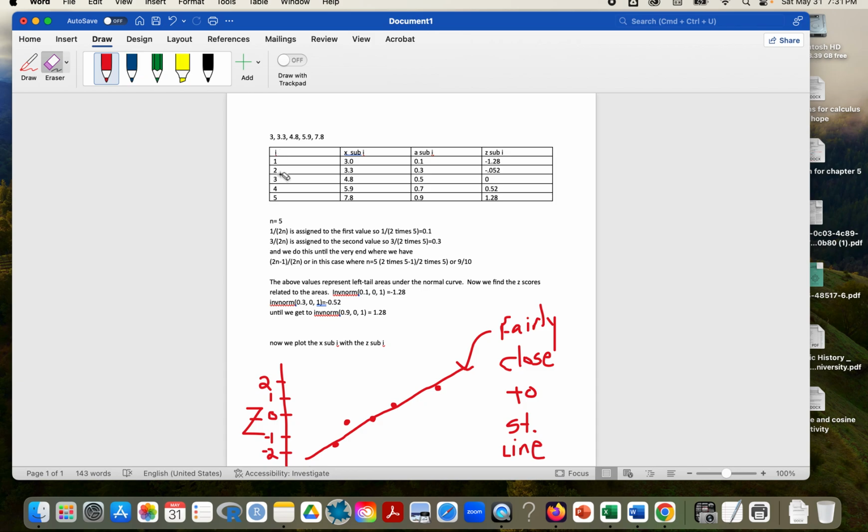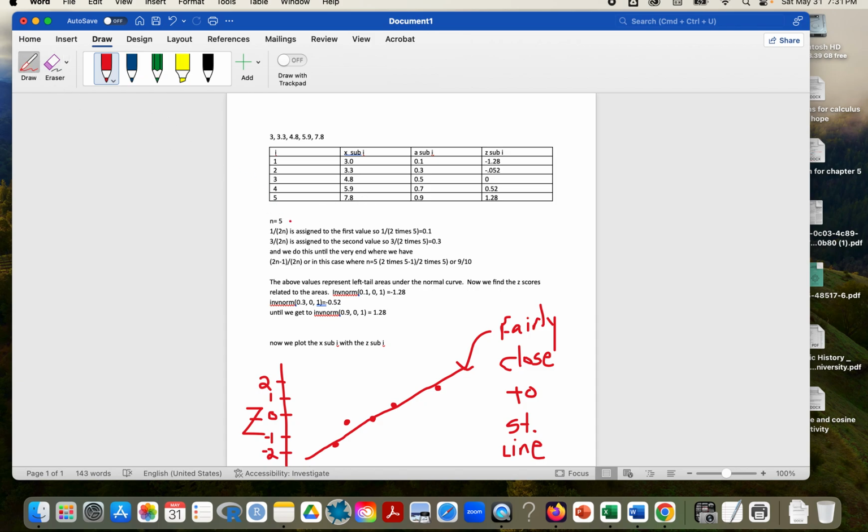So this is your data point number. 3 is our first data point, 3.3 is our second data point, 4.8 is our third data point, 5.9 is our fourth, and 7.8 is our fifth. Now there's a total of 5 data points.